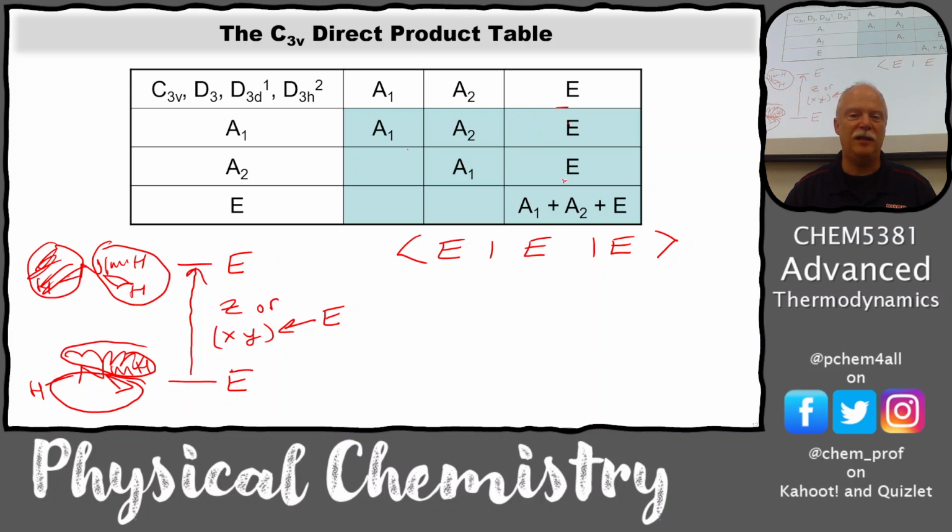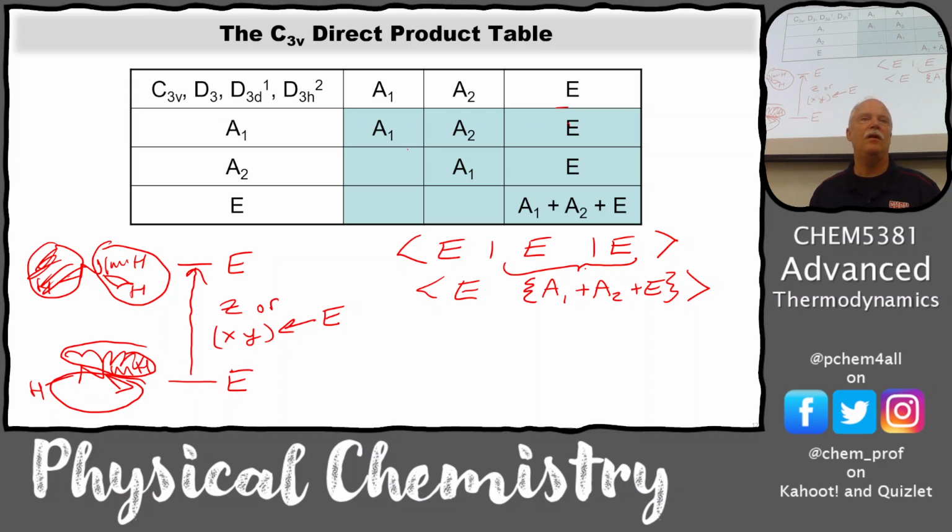We come up here to the direct product table and we look at them in pairs. We have E times E. So that gives us a set that, in this little set language, you can put in a little curly bracket: A1 plus A2 plus E. And now I have that first E times this whole set. Well, just think about it in algebra. If you have, say, X times Y plus Z, you have X times Y and X times Z, right? The X goes through and multiplies by each one of those pieces. So it's not that difficult.